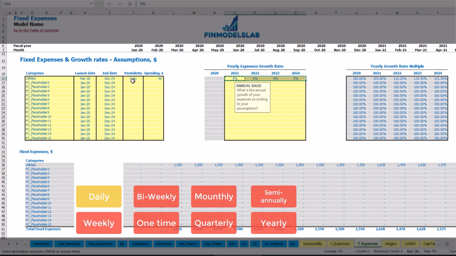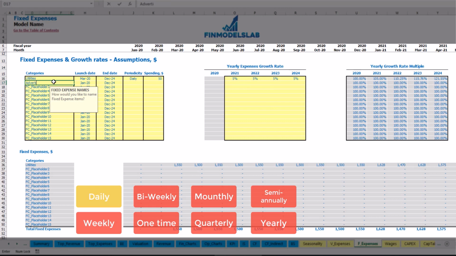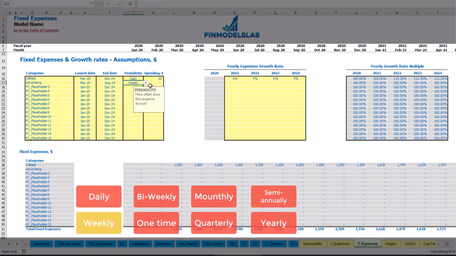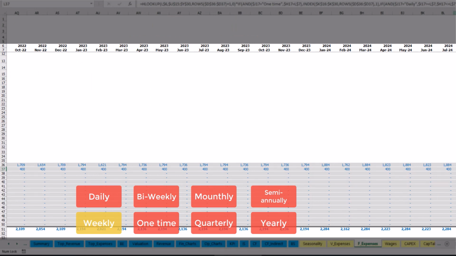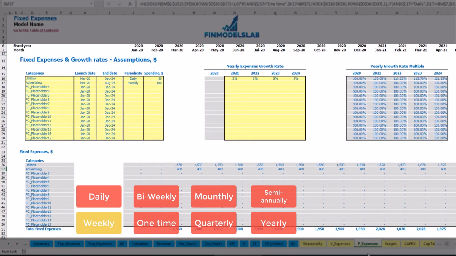Let me give you a couple of other expense types. For example, advertising. Let it start in March and finish in August 24. This will be on a weekly basis with an amount of $100 without any growth. So starting from March till August 24, you have $400 per month, which is 4 weekly payments each month. And that's it.